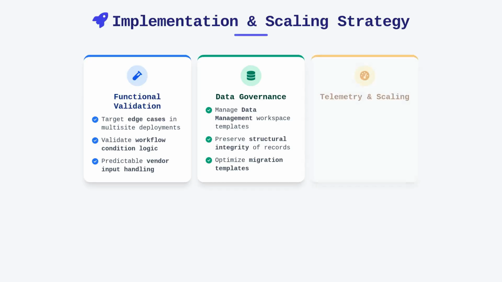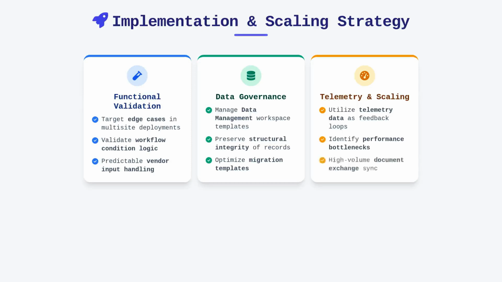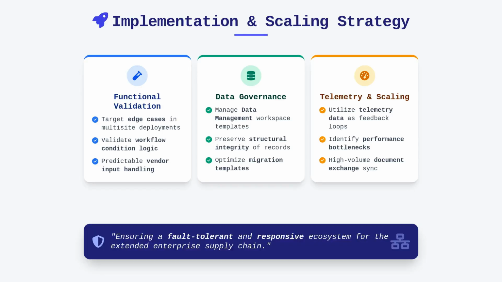Administrators should treat the system's telemetry data as an essential feedback loop, identifying performance bottlenecks that could occur during high-volume document exchanges. By maintaining this analytical posture, you ensure that the vendor collaboration ecosystem remains both fault-tolerant and responsive to the needs of your extended enterprise supply chain.